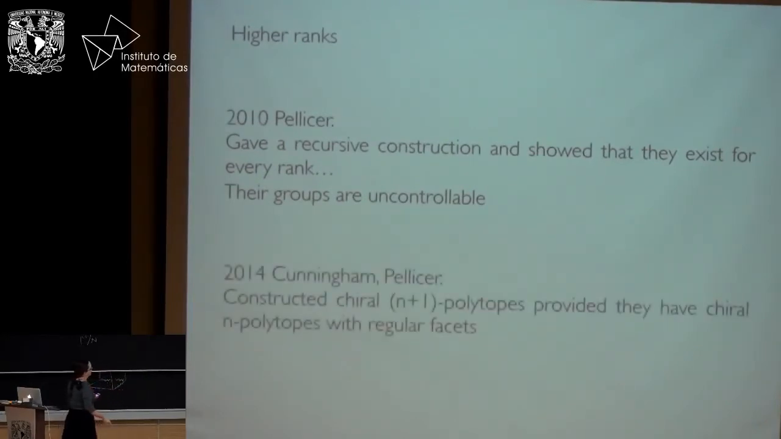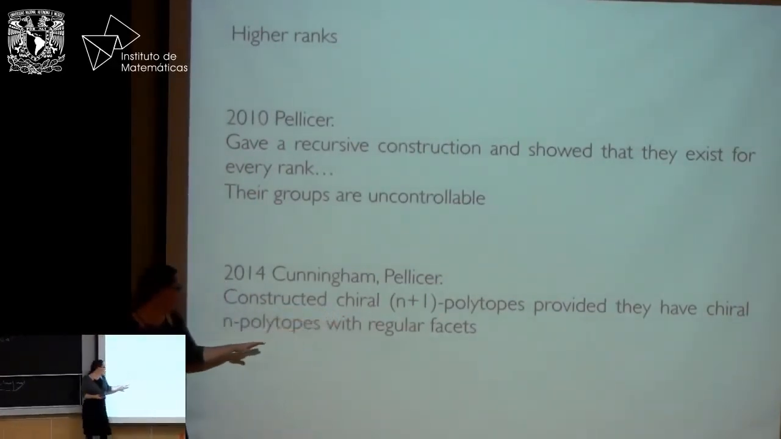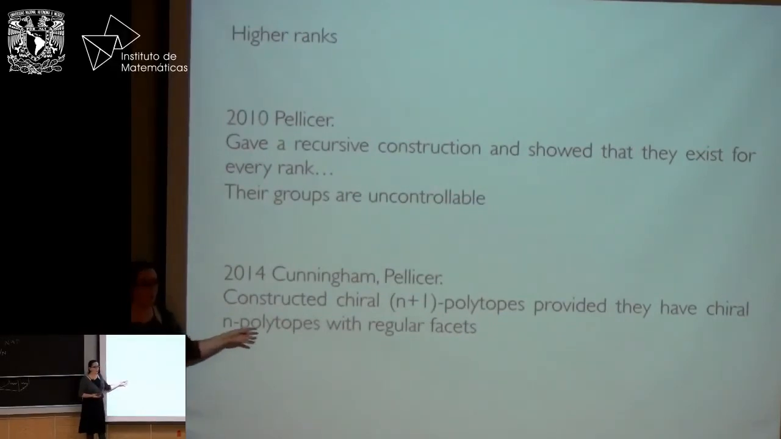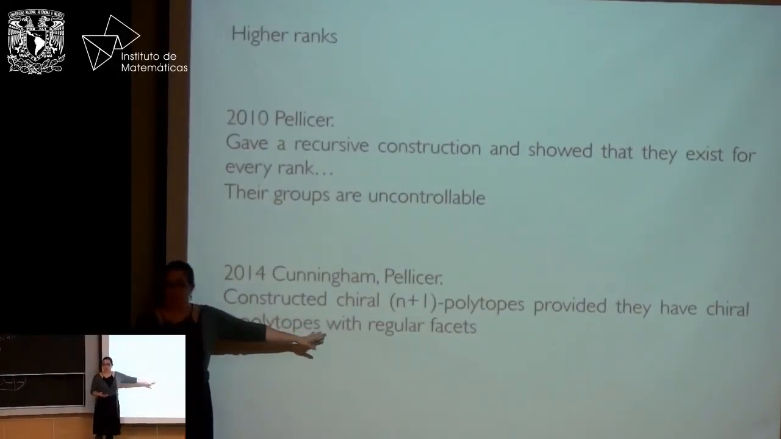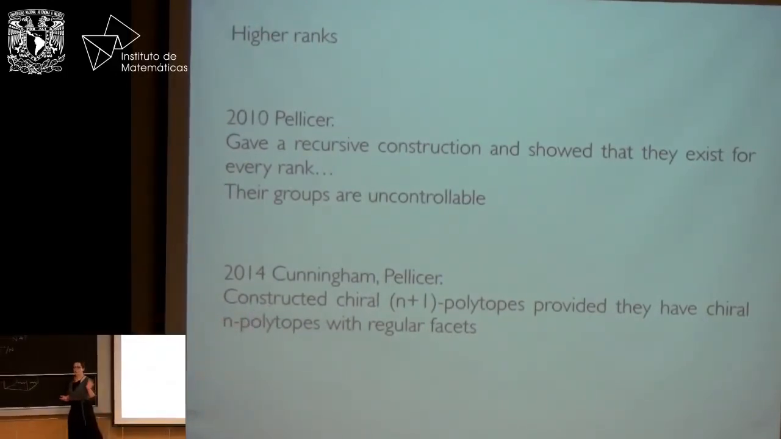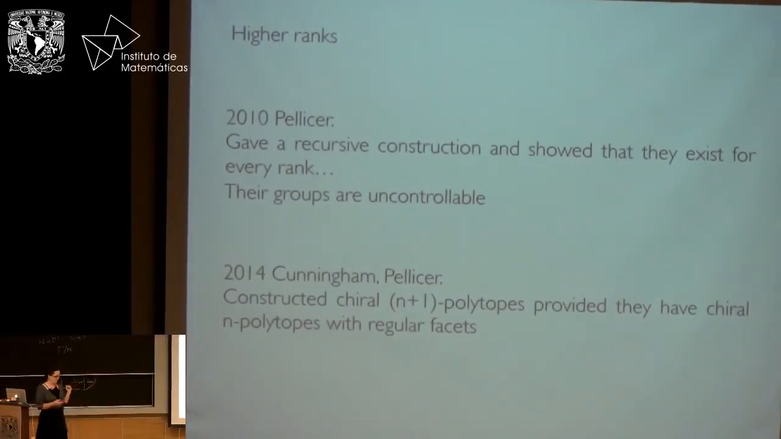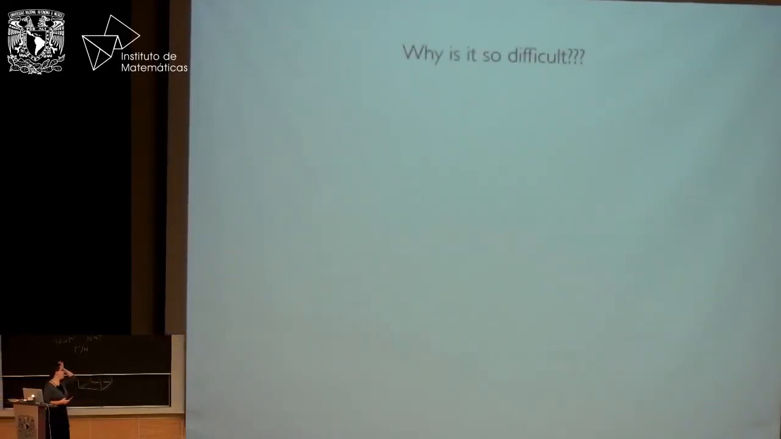A few years later, Daniel and Gabe Cunningham were able to construct n plus 1 polytopes, chiral polytopes, provided that they have chiral n polytopes with regular facets. And in this construction, if they start with something that is finite, they get something that is finite. So there is a little more control there, and they know a little bit more about the structure of the n plus 1 polytope. So the question here, or one of the questions, is why is this so difficult?